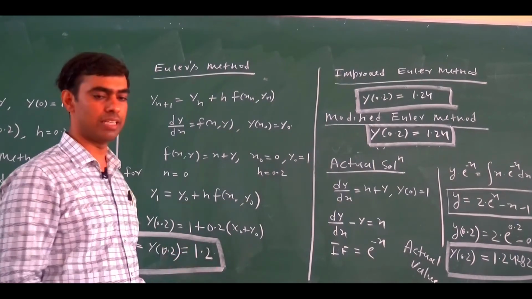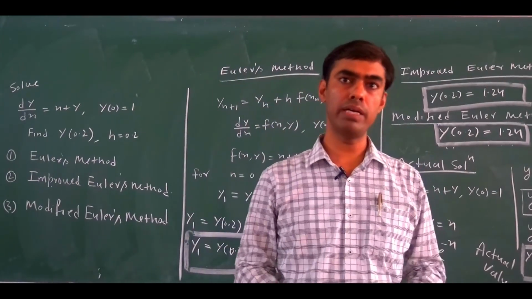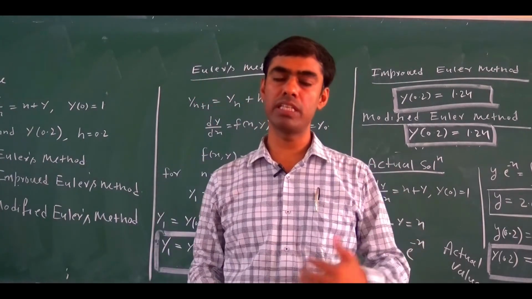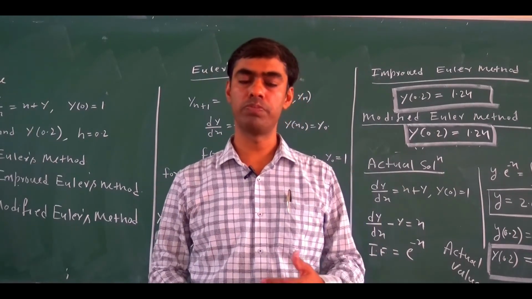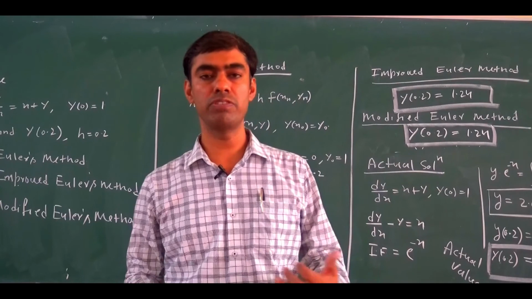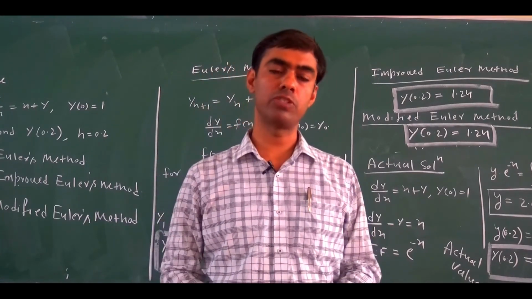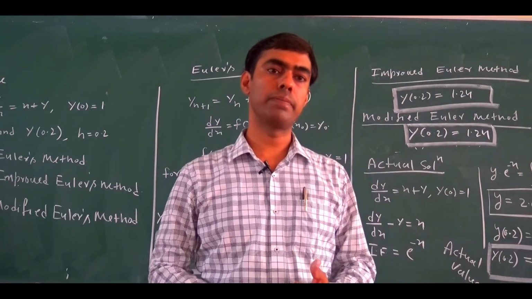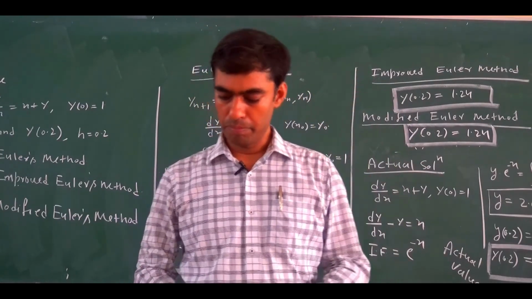And how do we find the error? Obviously, the absolute error is the positive difference of the actual value and the approximate value. The actual value is what we obtain by solving the differential equation and putting x equals 0.2. Then the approximate value, either with the help of the Euler method, improved Euler method or modified Euler method, we find. Then we find the positive difference, and this gives the error.